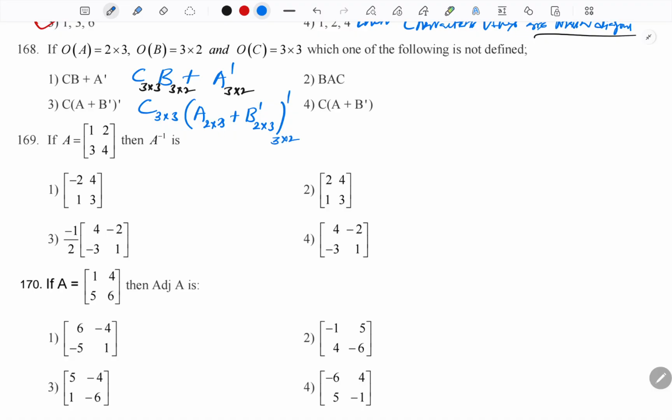Now see, students, these two are the same. Oh, sorry, these two are the same. Yes, then what is the resultant? 3 by 2. Yes, it is possible, we can define it, right? So it is also possible, students.